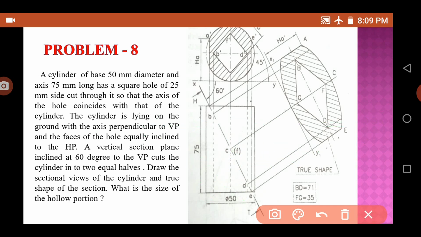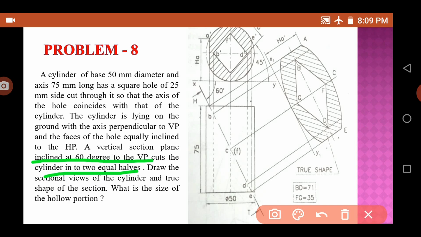Now, a vertical section plane inclined 60° to VP cuts the cylinder into two equal halves. We are going to use a cutting plane which is inclined 60° to VP and cuts the cylinder into two equal halves. Draw the sectional views.